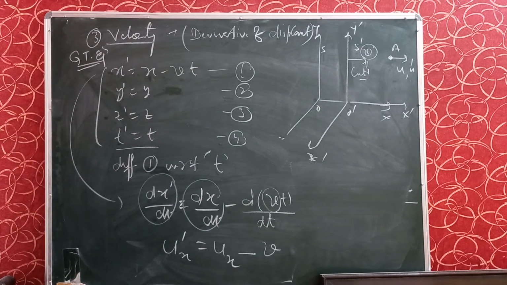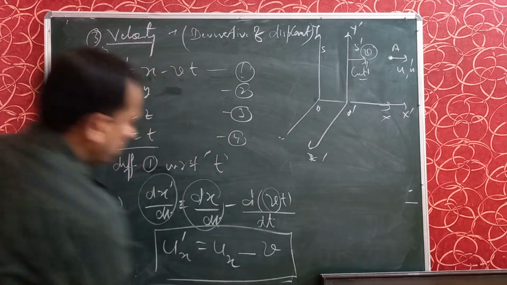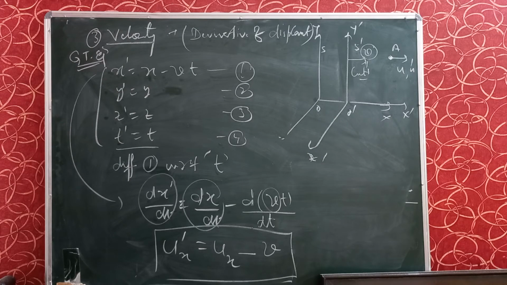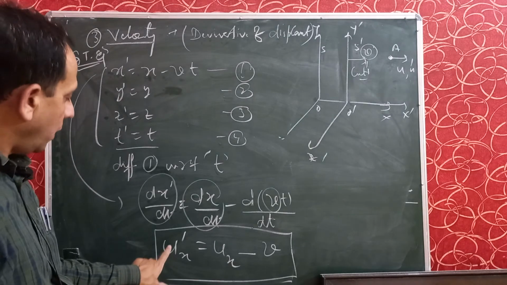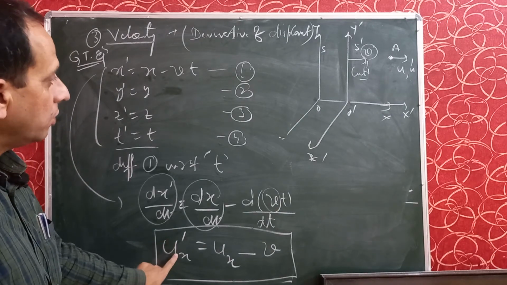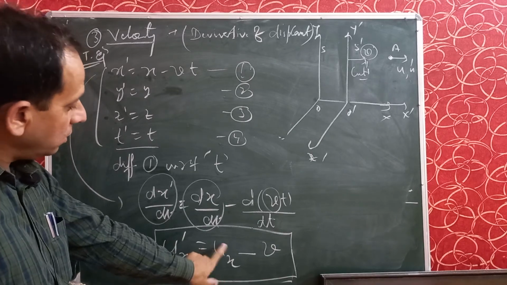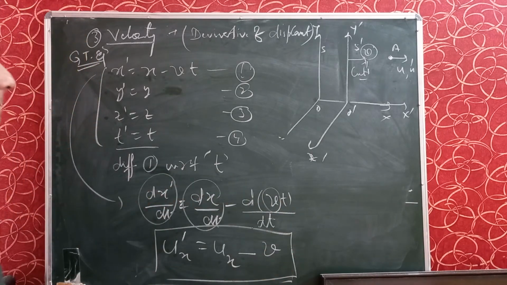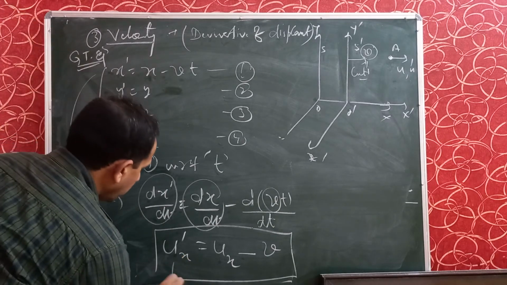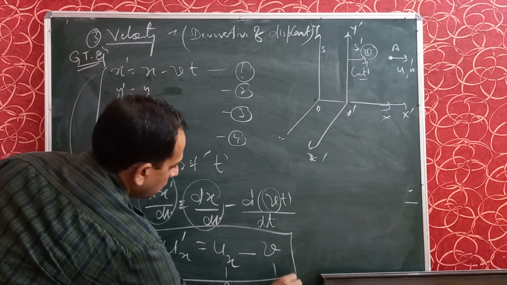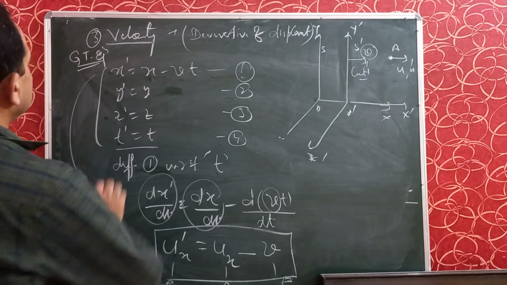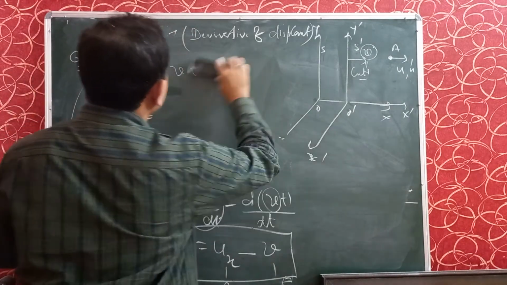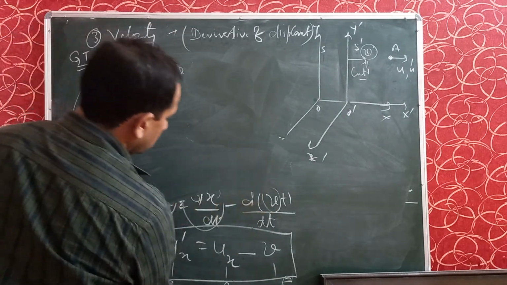So this is the formula for velocity. The velocity of the particle in the S' frame along the x axis is equal to the velocity of the particle along the x axis in the S frame minus the velocity of the frame. So this is for the particle, this is for the particle, this is for the frame. So this is the first parameter, the velocity x component.